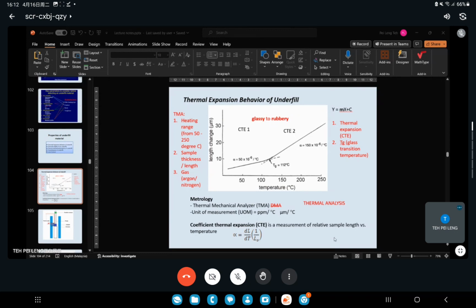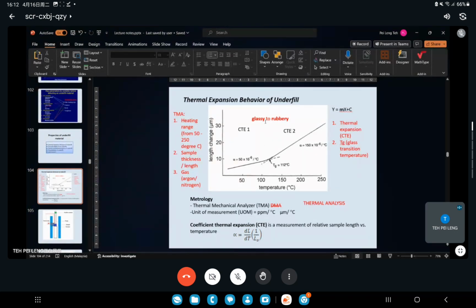What do you think? Why is the CTE after TG higher? Maybe because of the rubbery stage. Yes, exactly, because it's in the rubbery stage.